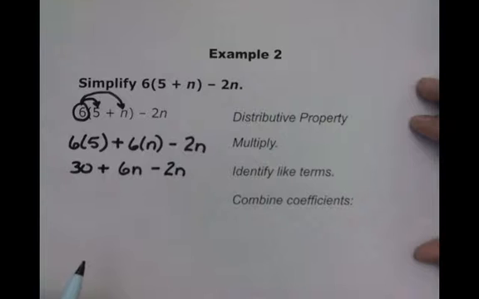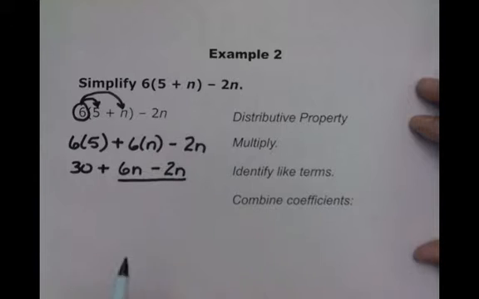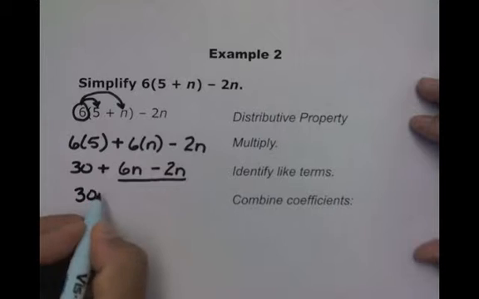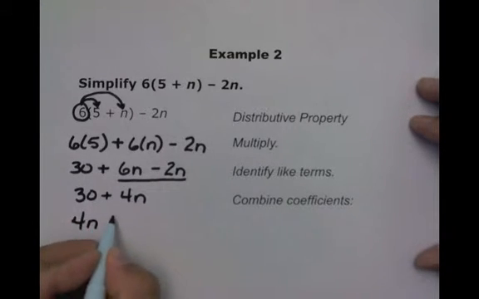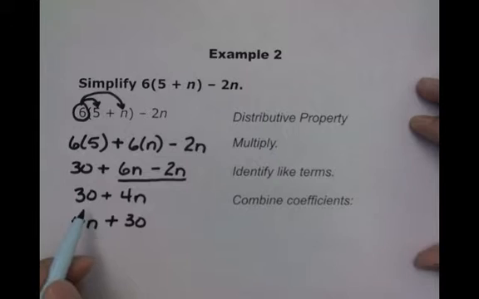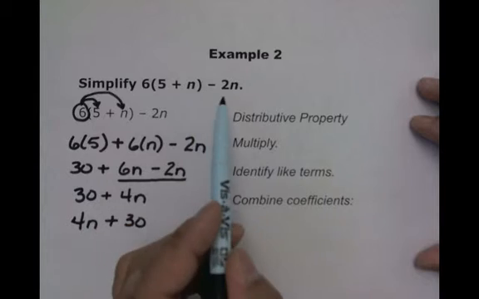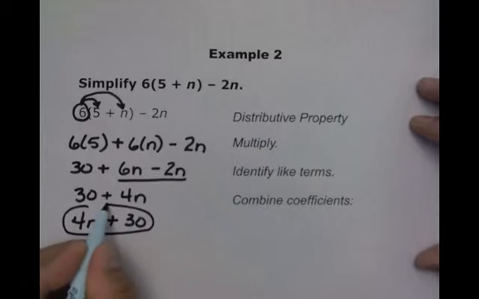Right? And now we're looking for what terms we can combine. We can combine these two, which is 6n minus 2n, and that gets us 4n. So that's 30 plus 4n. I personally like to write the variables in front, so I'm going to rewrite that as 4n plus 30. And we know it's plus 30 because the sign in front of the 30 isn't there, so it's assumed to be positive. So 6 parentheses 5 plus n end of parentheses minus 2n is equal to 4n plus 30.